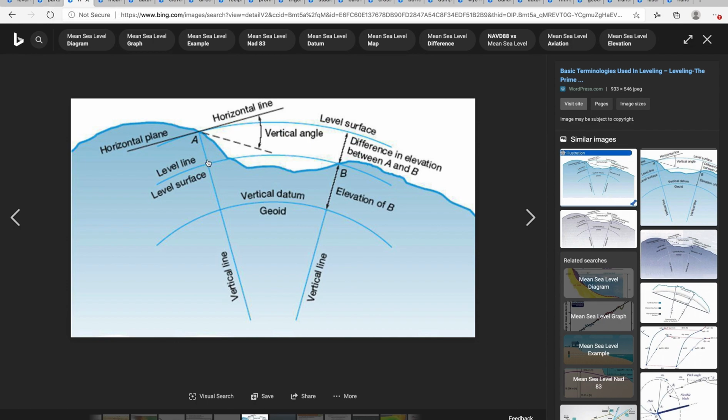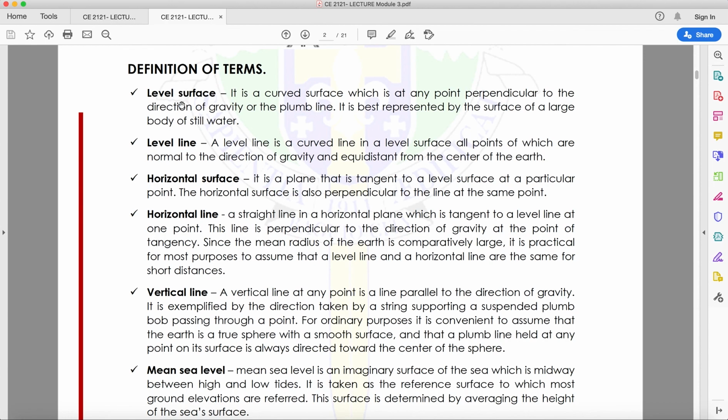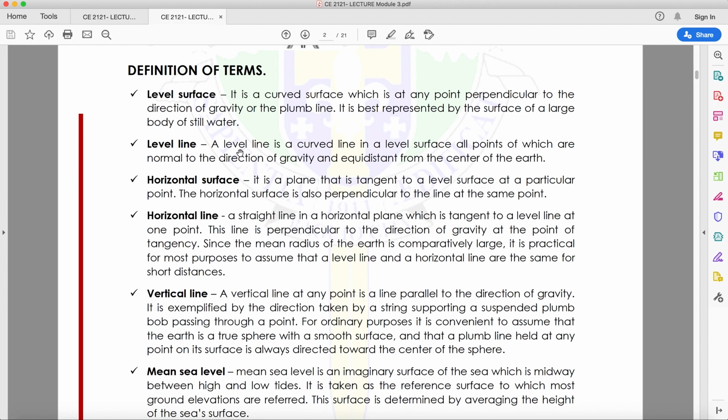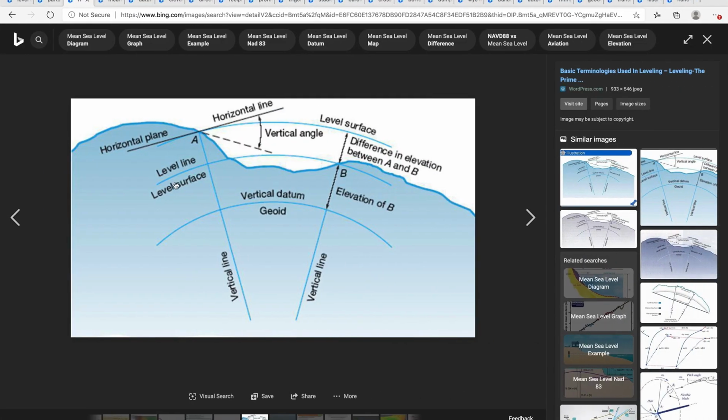If this is your surface, the Earth's surface, we have here the line or the level surface. Actually, the two look somewhat similar, the level line and the level surface. So this is the level surface, and this is the level line.